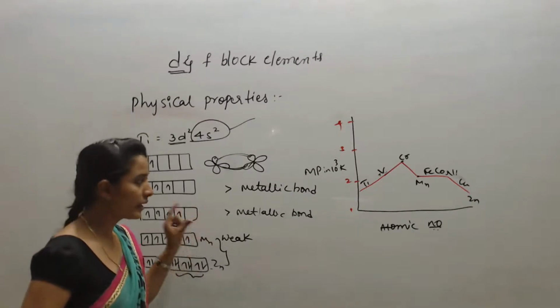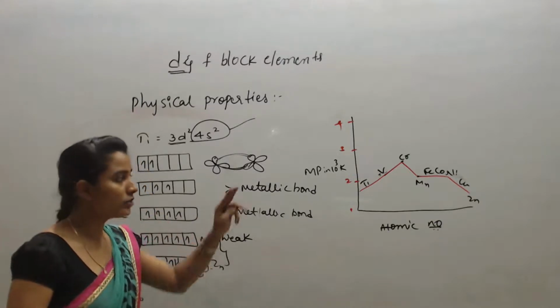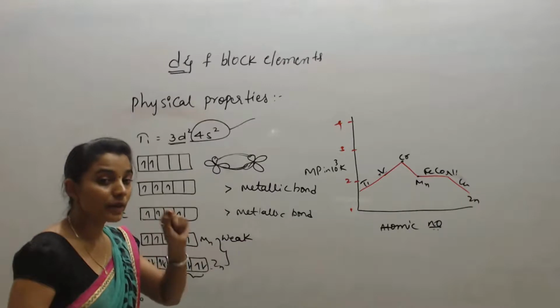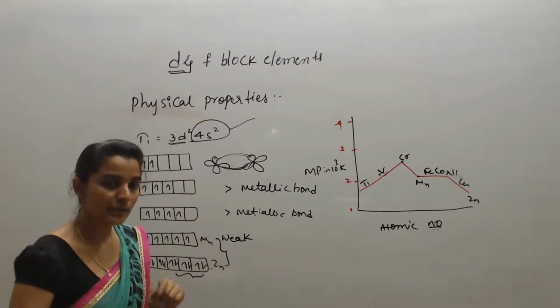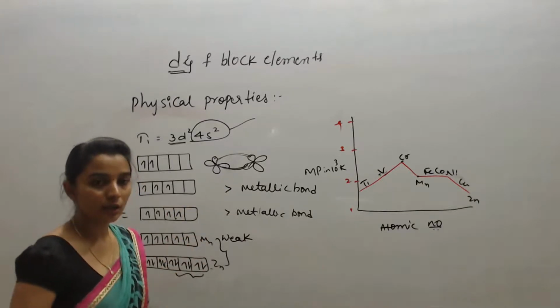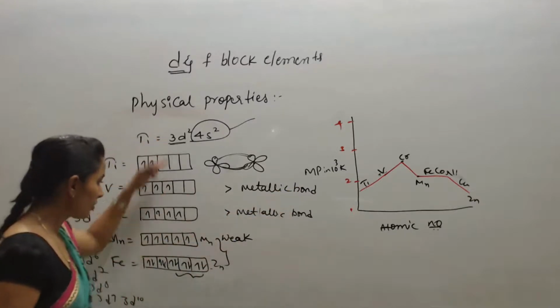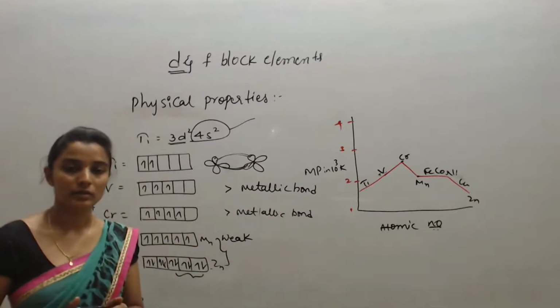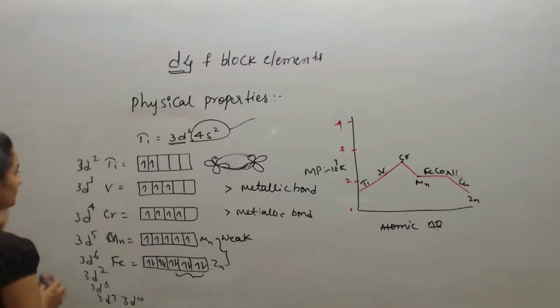So why am I explaining these things, students? I told you, question number 14, a 2 marks question, may depend on this. Why is the melting point of manganese less? Why is the melting point of zinc less compared to all the other elements of the d block? So here the electronic configuration matters. Okay, so this is the melting point.